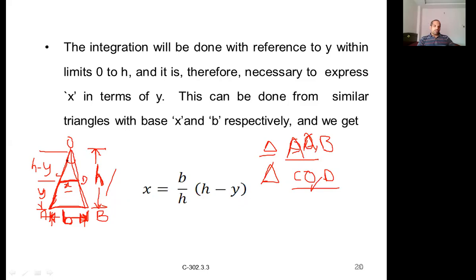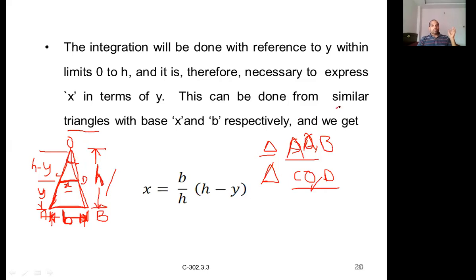Because the angle is the same, if this height varies, this width also varies. That's the similar triangle principle: the ratio is constant. The ratio of the distance from the vertex point to the opposite side will always be constant.